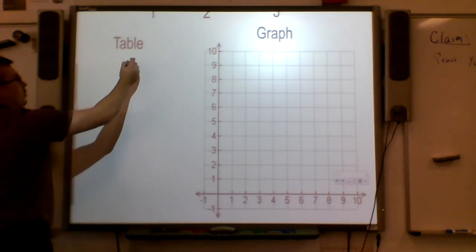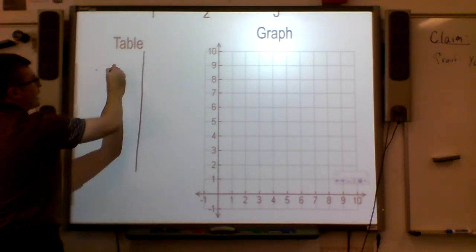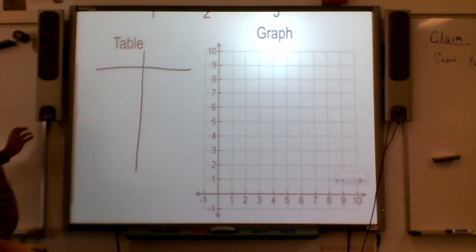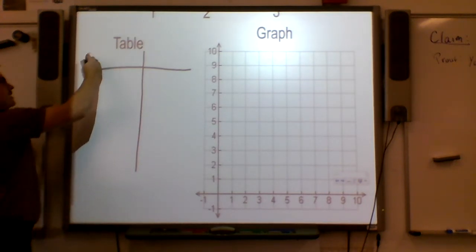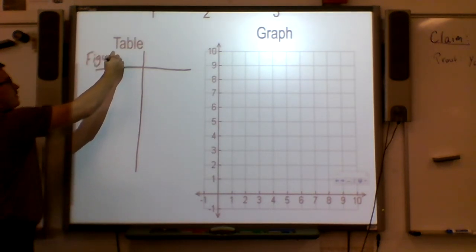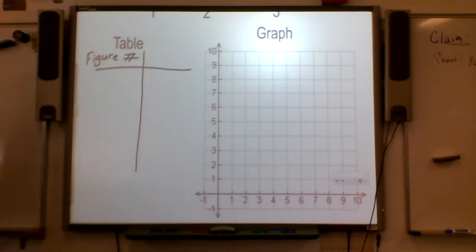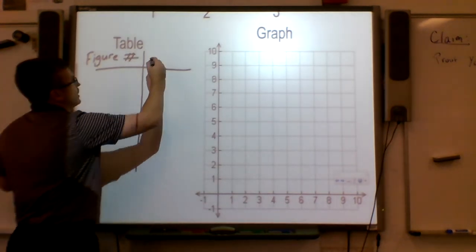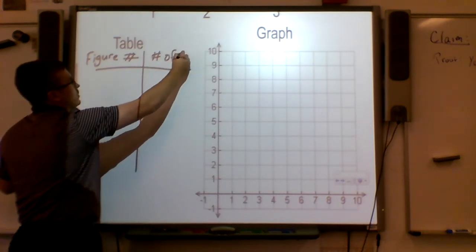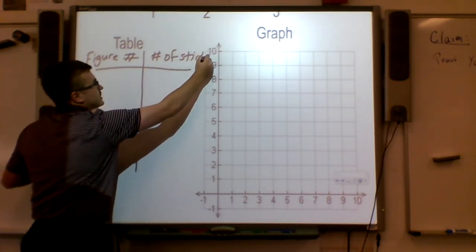So in my table, remember to make a table, we've got X and Y, but instead of X and Y, my input, I want that to be the figure number. So I'm going to do figure hashtag, figure number. And then my output is going to be the number of sticks.